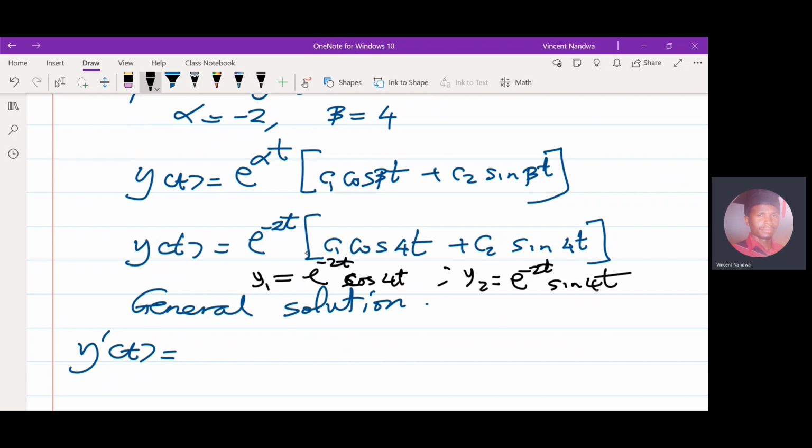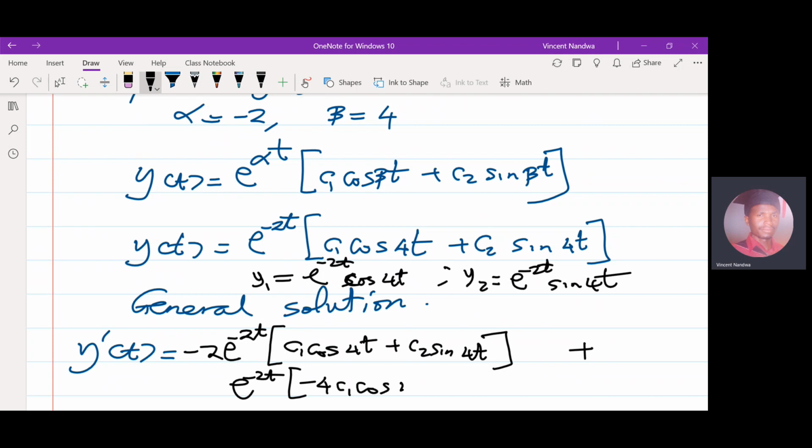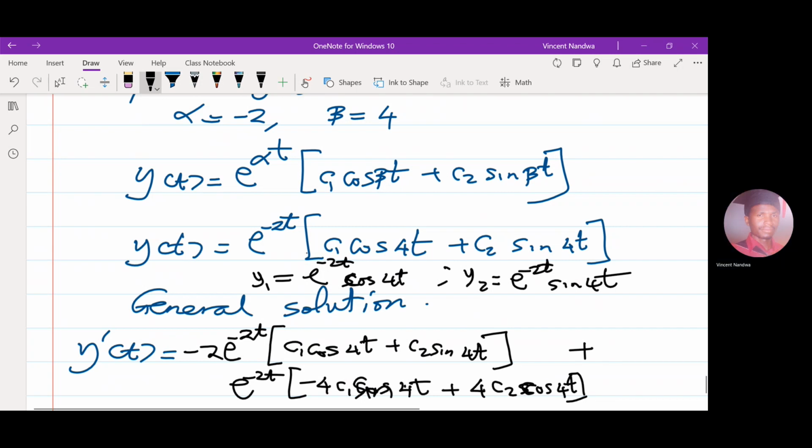So for the derivative we use the product rule. When you differentiate this one, we get -2 e raised power -2t multiplied by the same function, plus, when I differentiate inside, I get -4 C1 sine of 4t plus 4 C2 cosine of 4t. Do you agree with that answer? I'm doing that because in our initial conditions, there is a value of the derivative of the function.